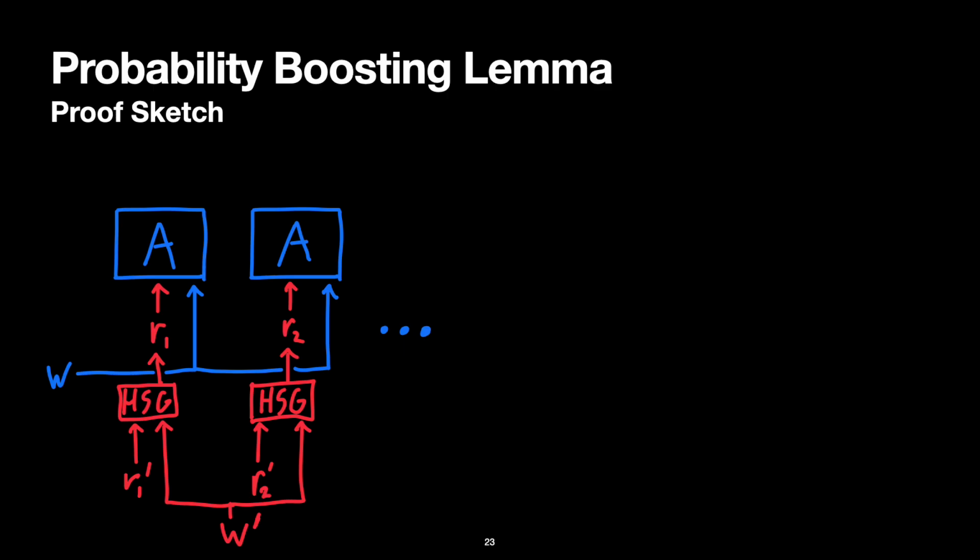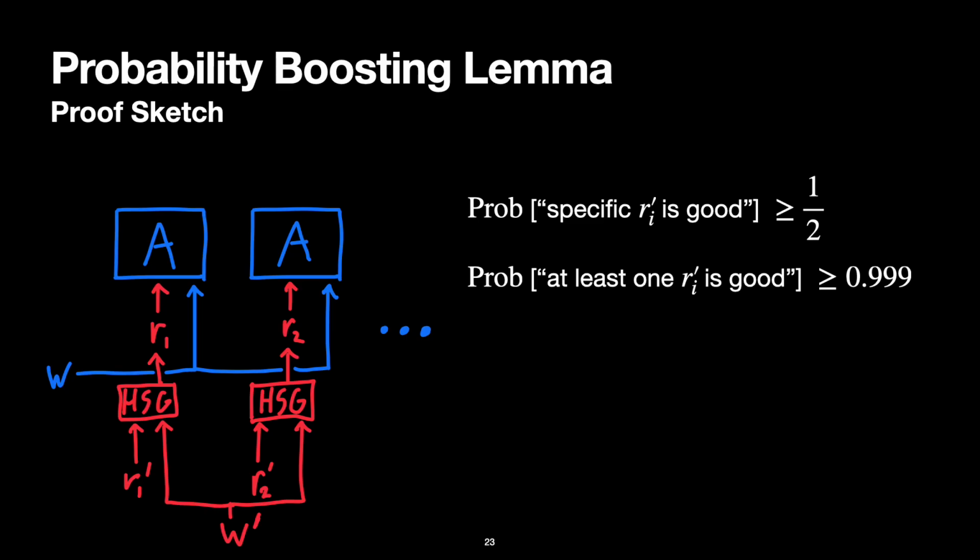So let's return to our proof sketch, and we've modified it a little bit here. We have a bunch of copies of A running in parallel. We are feeding into them random coins that are themselves the output of a hitting set generator. We're using a witness W to run A, and we're using a witness W prime to run the hitting set generator. Now, the probability that a specific R1 prime is good is greater than or equal to 1/2. So by taking enough copies, the probability that at least one is good is greater than 0.999.